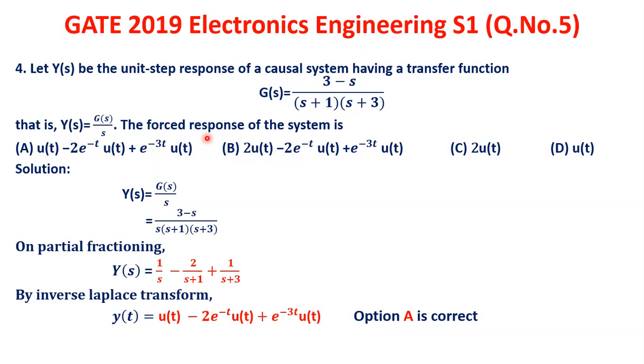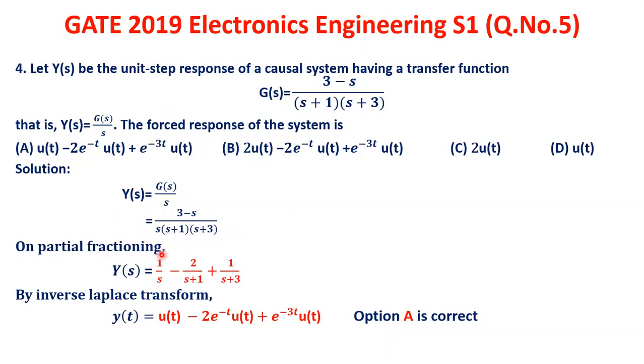Right. So the forced response of the system we are asked. So y of s is g of s by s. That means indirectly they say it is a step response, meaning 1 by s into g. That's all. Even if it is not given, anyway we are going to take unit step response, meaning y of s is multiplied by 1 by s only. Okay. So g of s is there, that is multiplied by 1 by s.